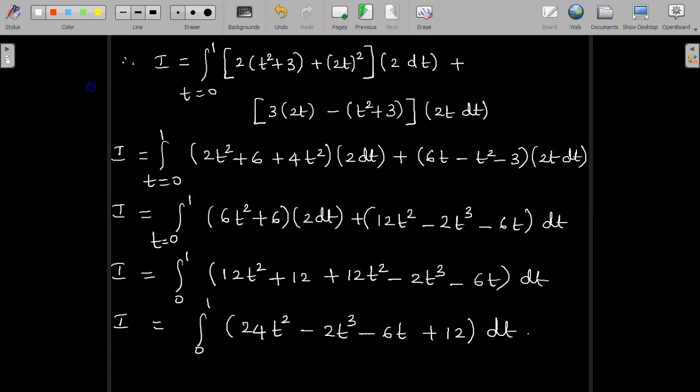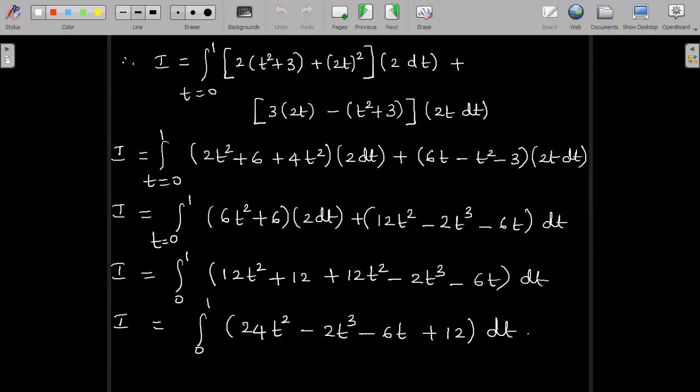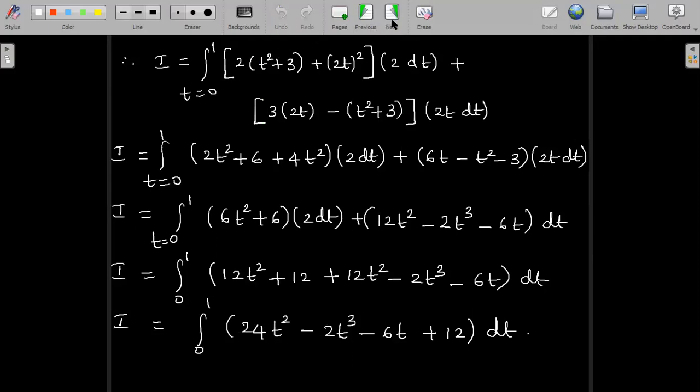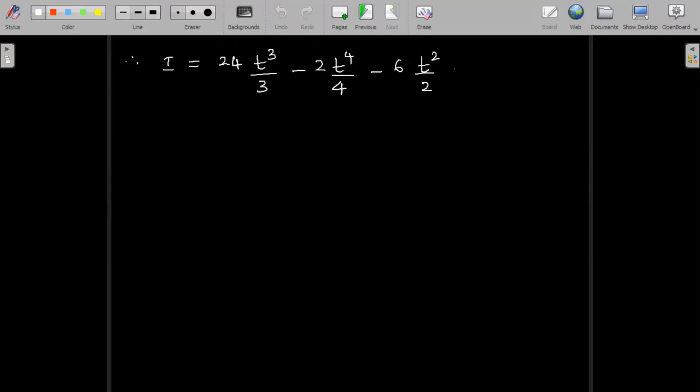Therefore, I is equal to 24t square. So 24 into integration of t square is t cube divided by 3, minus 2 into t power 4 divided by 4, minus 6 times the integration of t, which is t square by 2, and the last term is plus 12 into t. This entire thing between the limits 0 to 1.